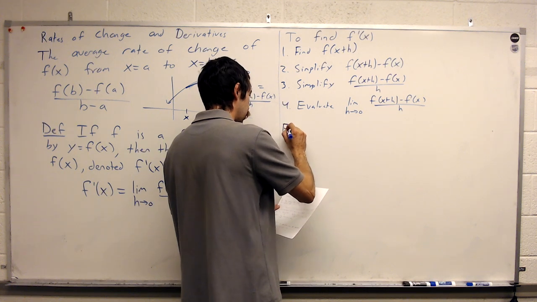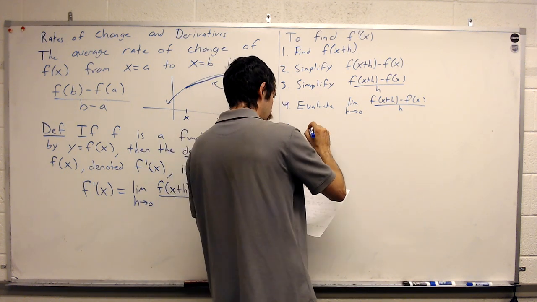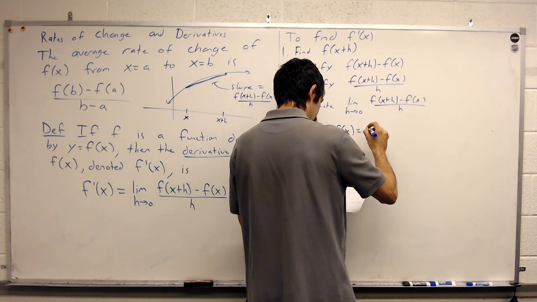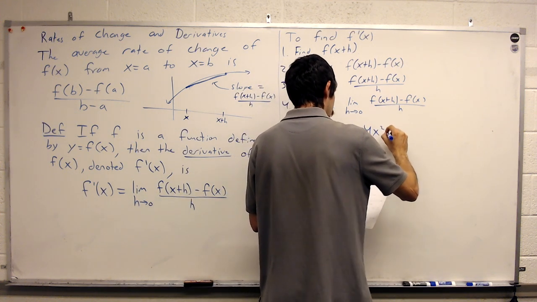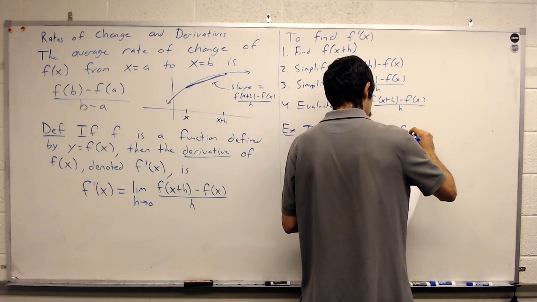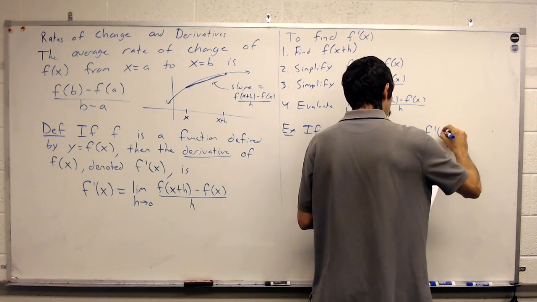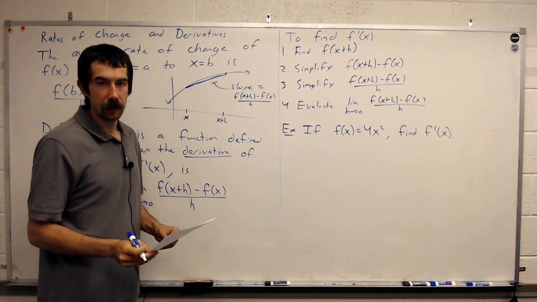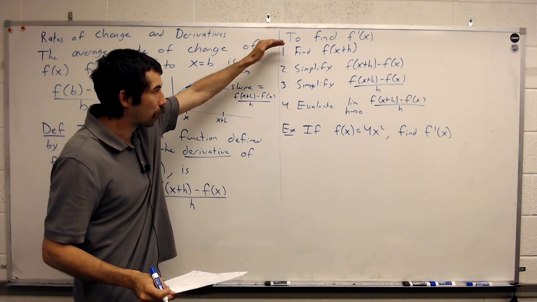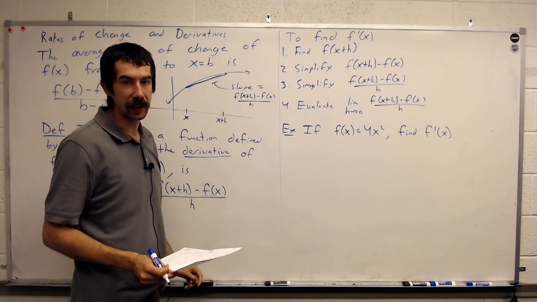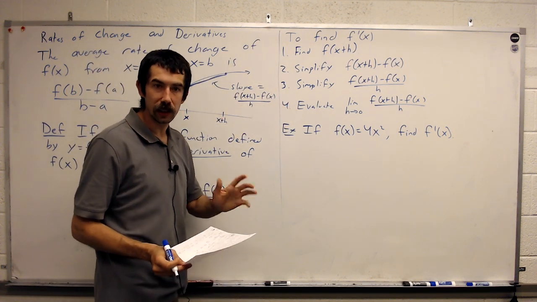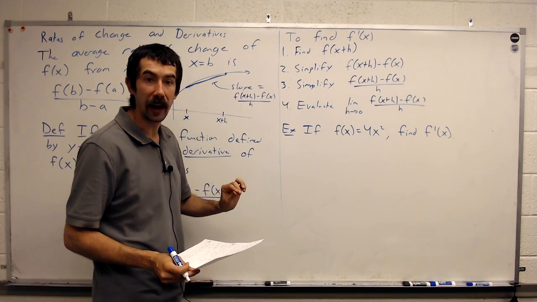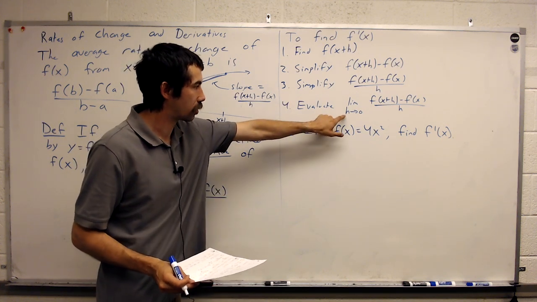But let's do an example. If f of x equals 4x squared, let's find f prime of x. All right, so pause the video. Try to work through these 4 steps and see if you get the answer. Your answer should still have an x at the end. But there should be no h's, right? All the h's are going to go to 0.